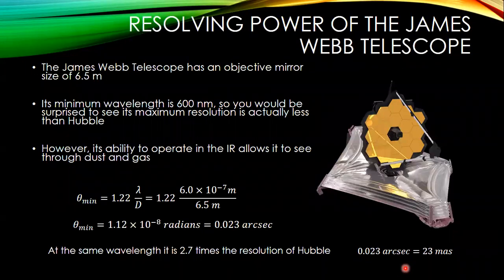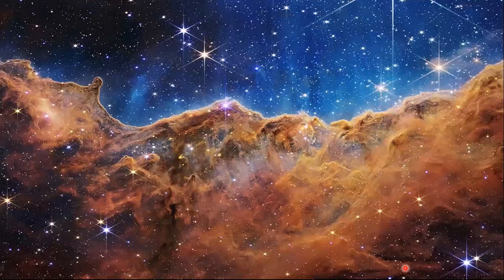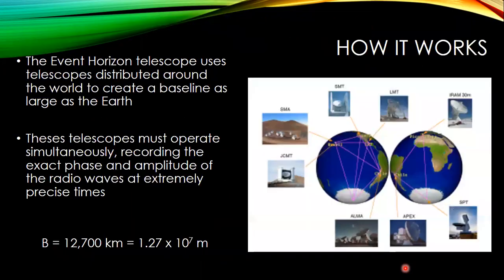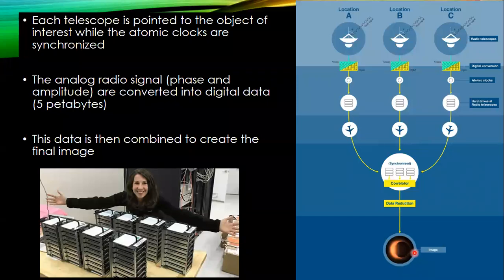Webb Space Telescope, 23 milliarc seconds. Hubble, 52 milliarc seconds. These are all in the tens of milliarc seconds. Here they were able to achieve a resolution in the tenths of an arc second. And why is it called the Event Horizon Telescope? Because they were trying to image for the first time the accretion disk around the black hole, where the event horizon would basically create what effectively is a shadow.